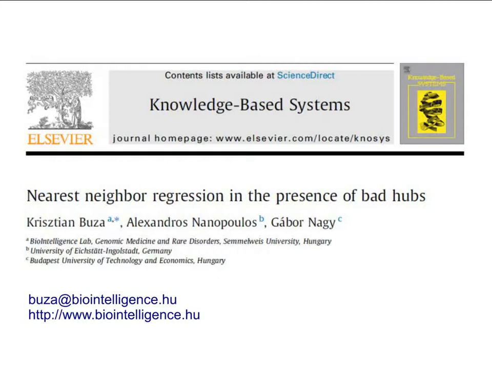This study is a joint work with my co-authors Professor Nanopoulos and Gábor Nagy, and it has been recently accepted for publication in the Knowledge-Based Systems journal.